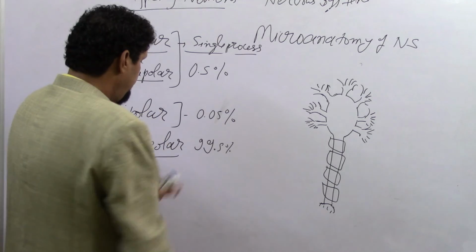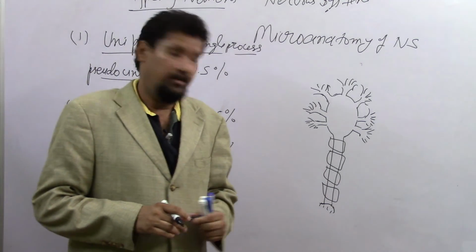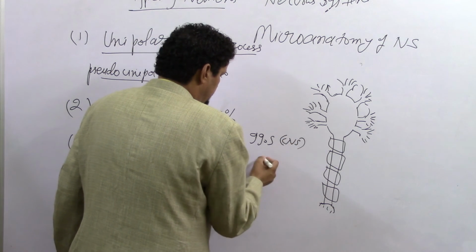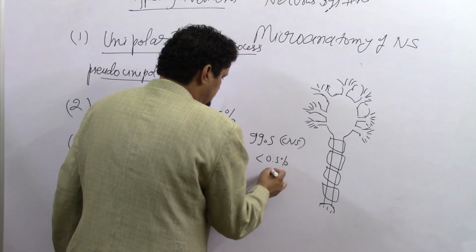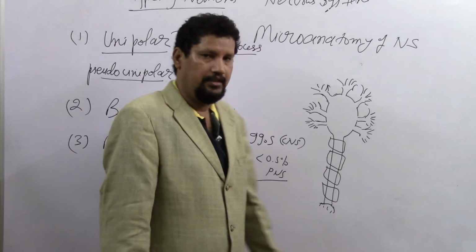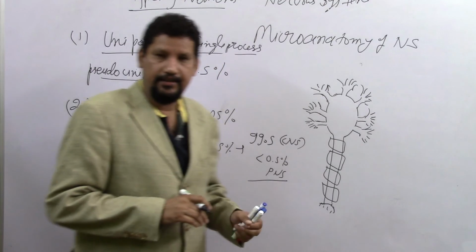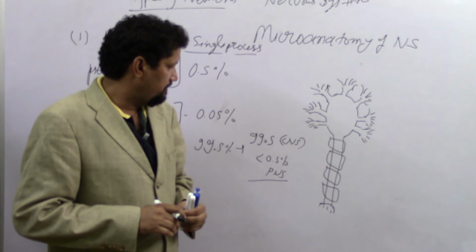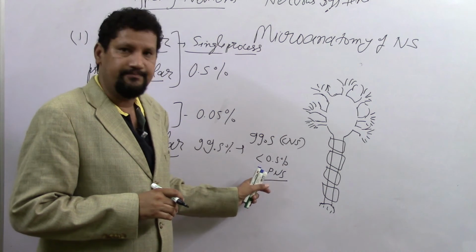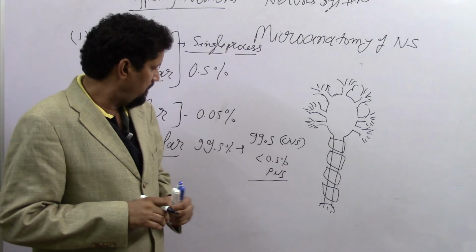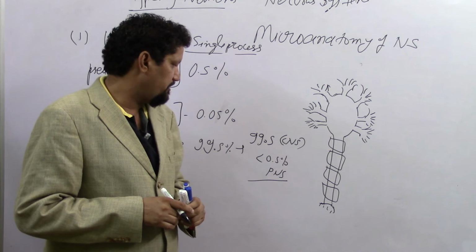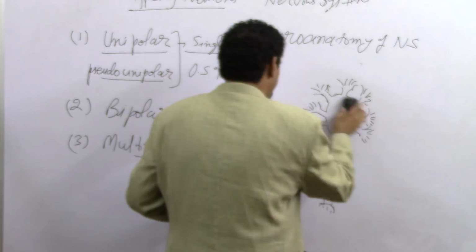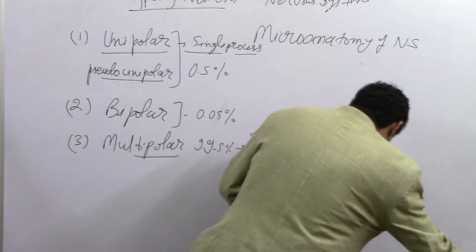So 99.5% of neurons in the nervous system are multipolar, and 99.5% of them are in the CNS, and less than 0.5% are seen in the PNS, in the autonomic ganglia, that is sympathetic or parasympathetic ganglia. So the peripheral nervous system has multipolar neurons in the sympathetic and parasympathetic ganglia. These are only less than 0.5% of the total multipolar neurons, and more than 99.5% of the multipolar neurons are seen in the central nervous system. This was the anatomical classification of the neurons.